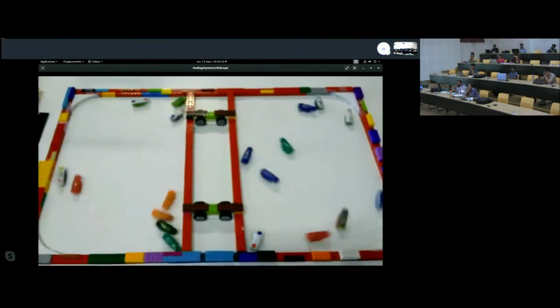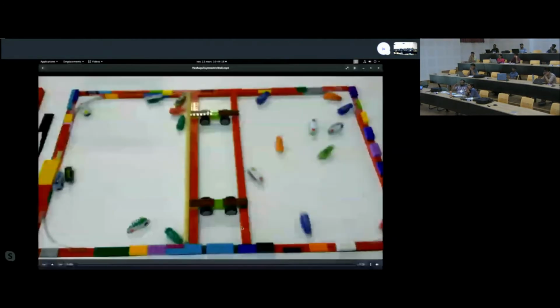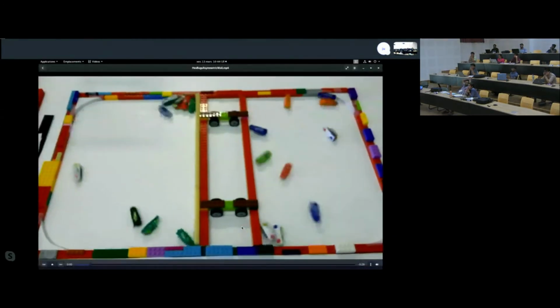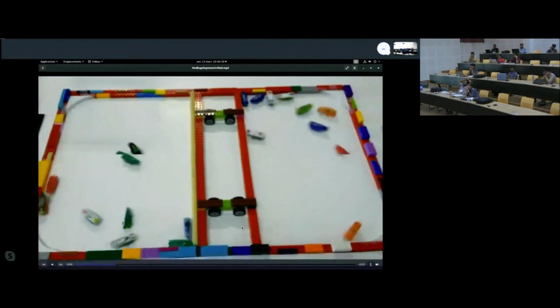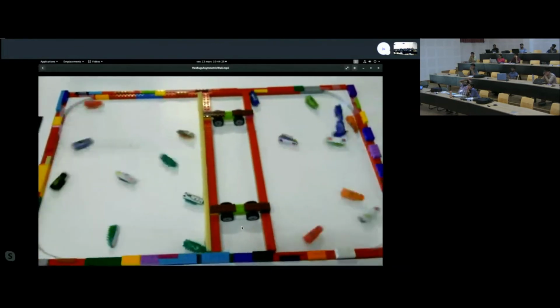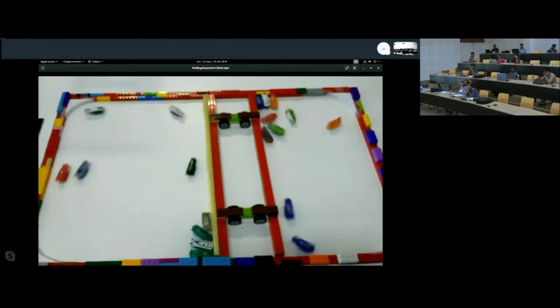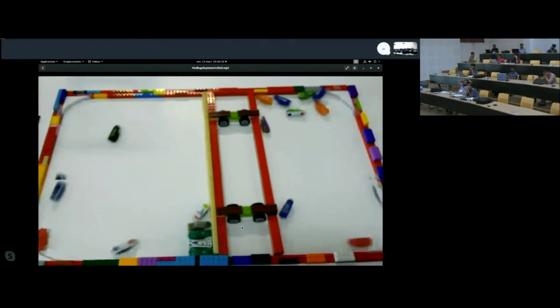Now you go back to the lab, you work very hard, and you build a fancy asymmetric wall by simply gluing a piece of foam on the left end of the mobile partition. And as you can see now, you have a very different type of collisions between the particles and the wall, and you have a spontaneous compression of the system to the right.